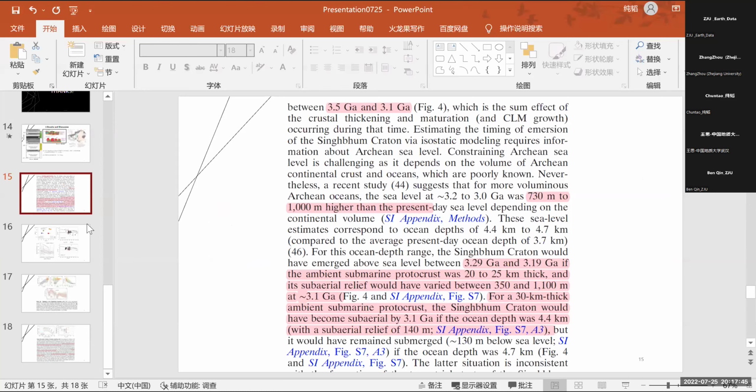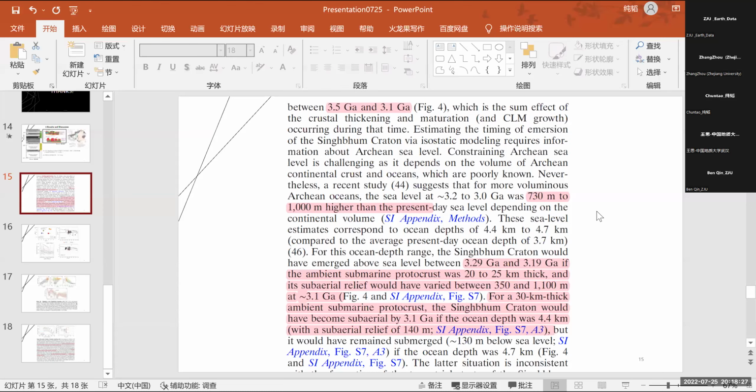Yes, definitely. Actually, we do not know the ocean depth. You can see this slide. One of the papers says that the sea level at about 3.2 to 3.0 billion years ago was about 730 to 1,000 meters higher than present day. Actually, there are so many estimates about the ocean volume. So the depth is still unknown, and definitely it will influence the results.